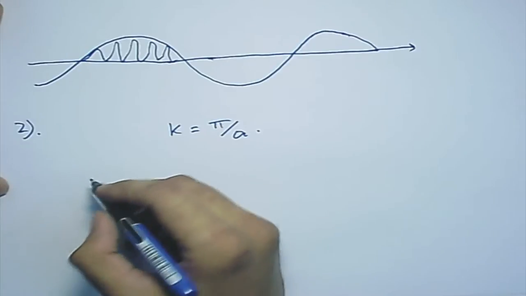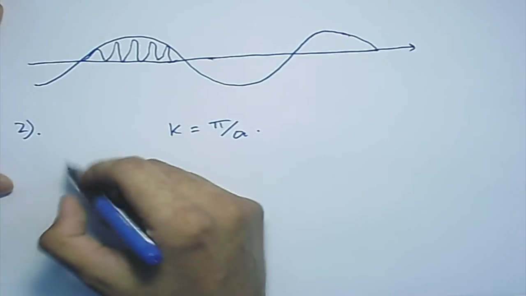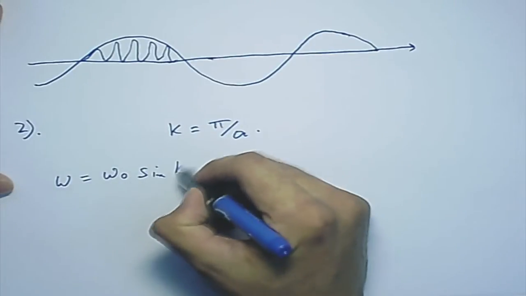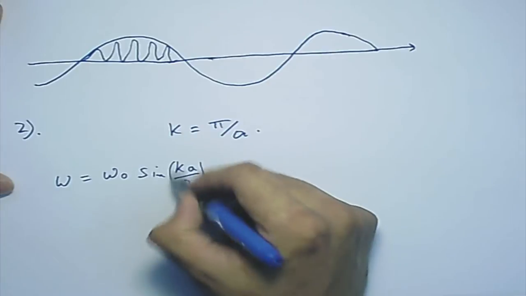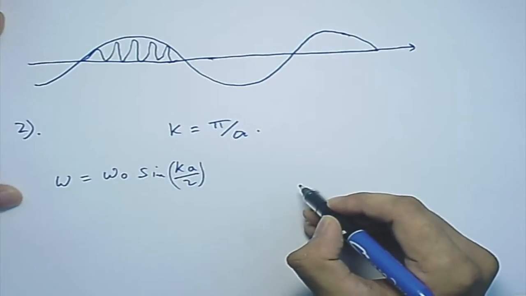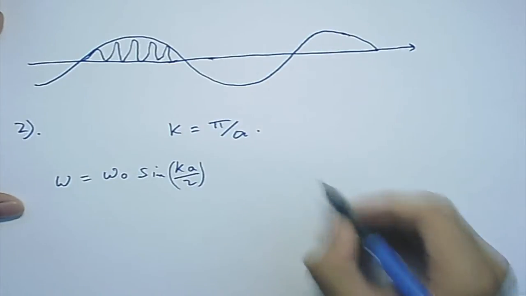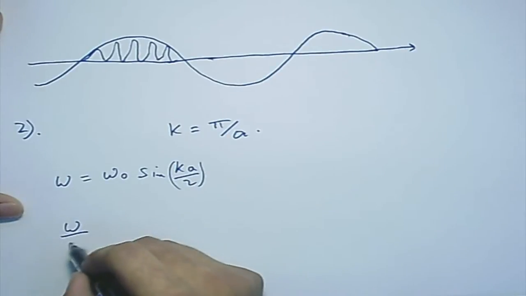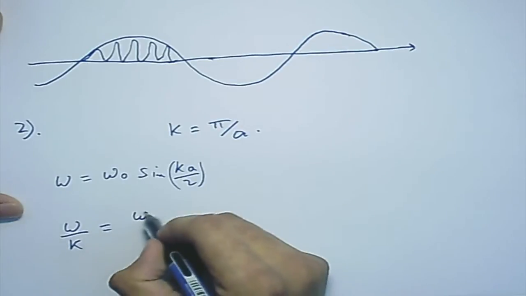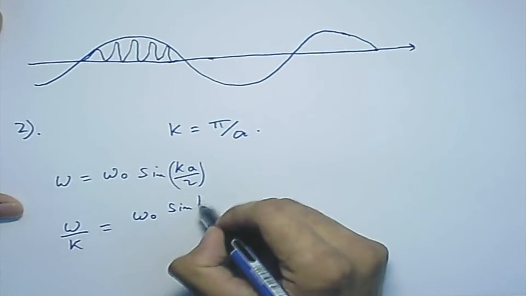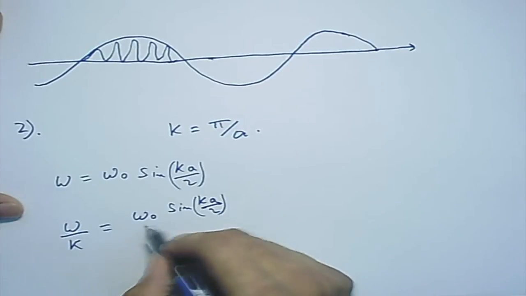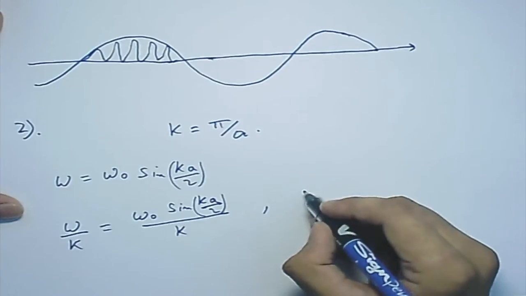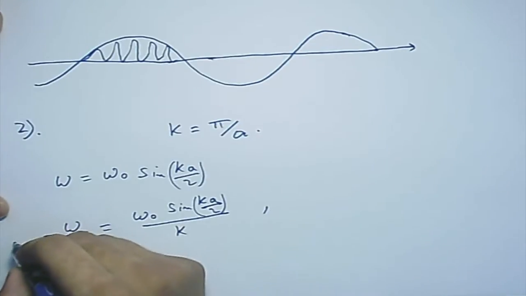So at k equals pi by a, the original dispersion relation was omega naught times sine of k a over 2. The phase velocity would be omega over k, which would be equal to omega naught sine of k a over 2, over k. And this would be the phase velocity.